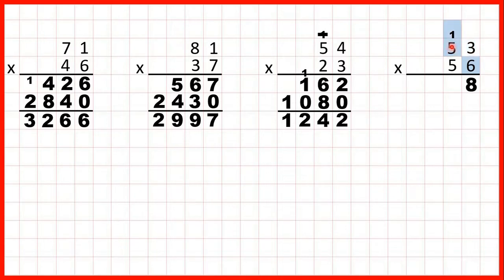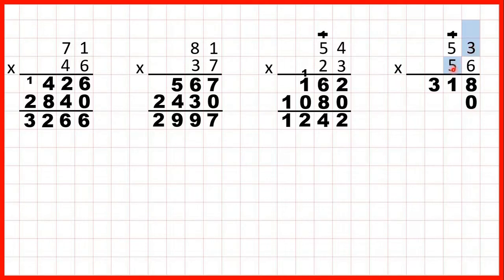So now 5 times 6 is 30, but we need to add the 1 that's on top, and 30 plus 1 is 31. We don't have any digits to the left, so we can write the 31 in our answer line. Now we need to remember to cross out our working because we're going to multiply by the 5 digit that's in our tens. So again, we need to remember a 0 on the end of our second answer line.